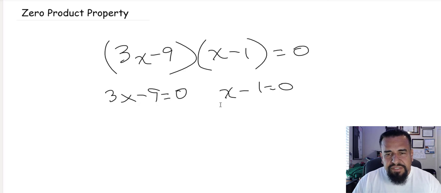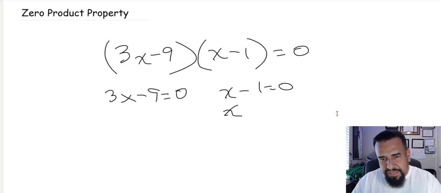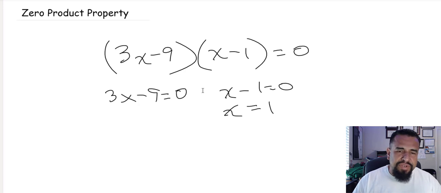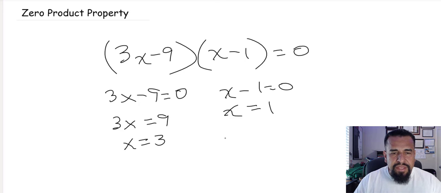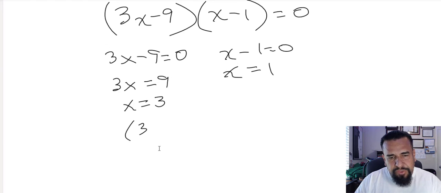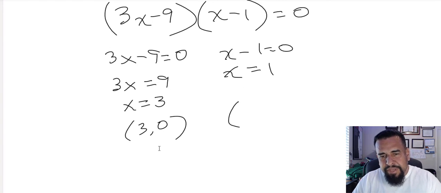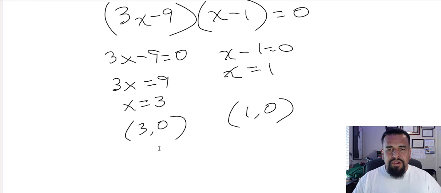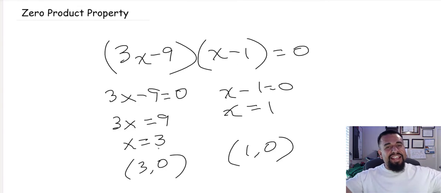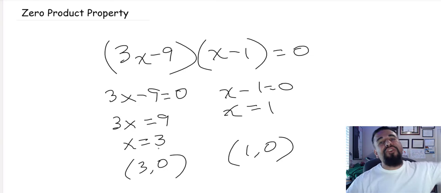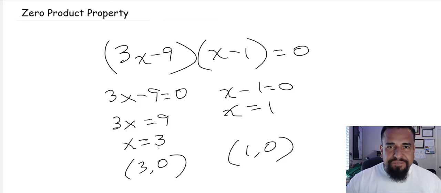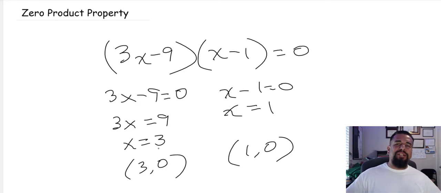Obviously, this last one is the easy one. So x equals 1. And not that this one is really hard, it's just two steps. So we have 3x equals 9 and x equals 3. Therefore, my intercept here is (3, 0), and my intercept here is (1, 0). All right? So if you got those correct, guess what? You know how to use the zero product property. Not only that, you know why we use it, right? Not just to find a number, but to find the x-intercepts.